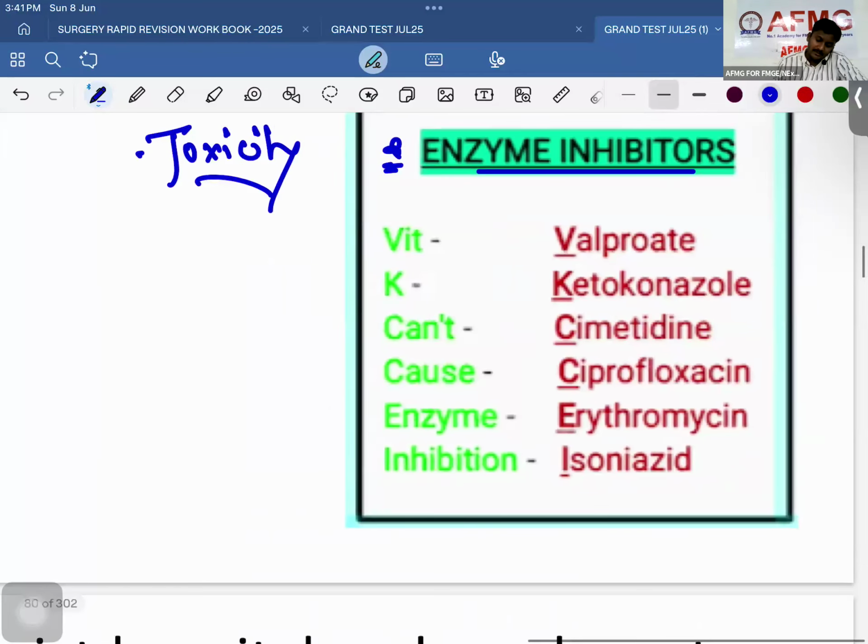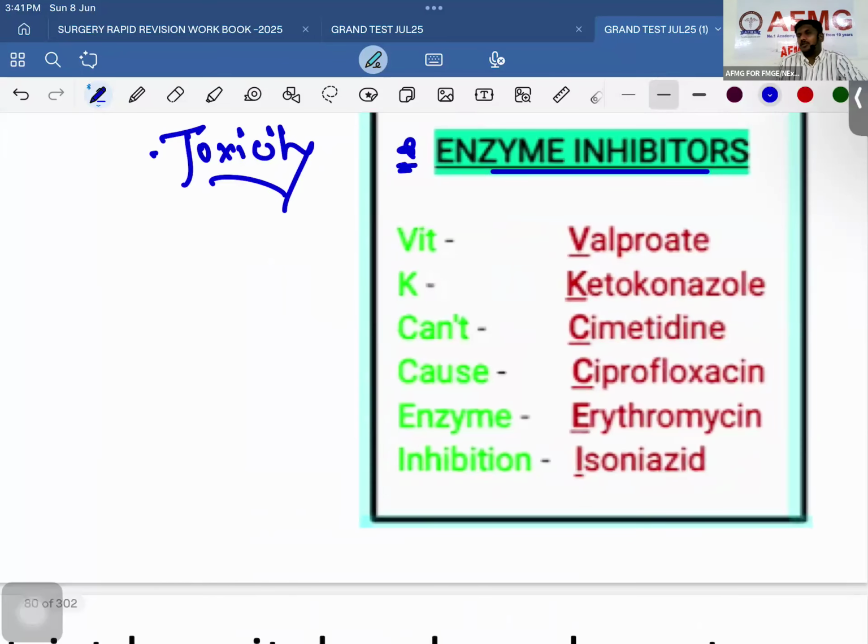Now important is the mnemonic to remember enzyme inhibitors: VKCCEI. You can remember V for valproate, K for ketoconazole, C for cimetidine, C for ciprofloxacin, E for erythromycin and I for isoniazid.